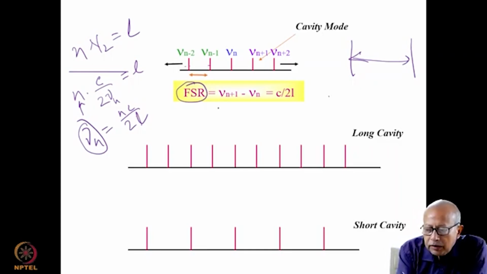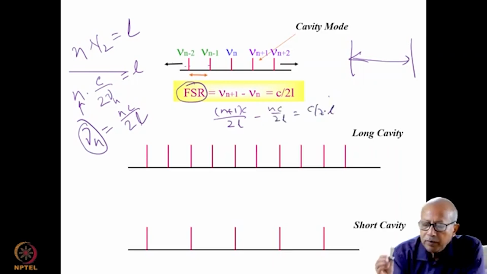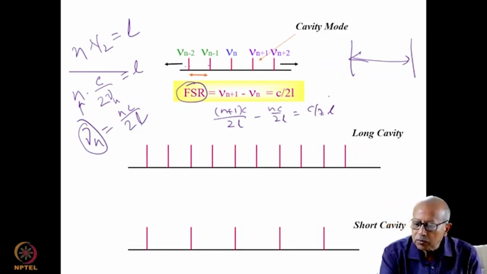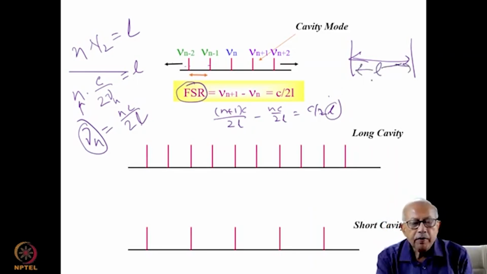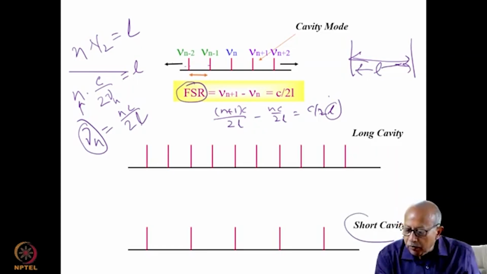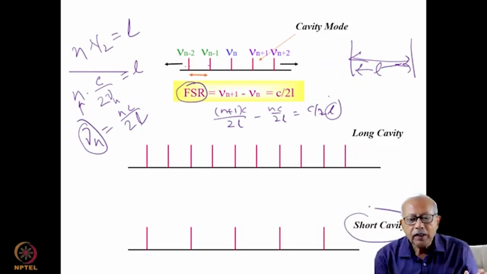nu n plus 1 minus nu n equal to, if we put the value of n as n plus 1 in this, so n plus 1 into c by 2L minus nc by 2L, which is equal to c by 2L. That means the free spectral range of the cavity is inversely proportional to the length of the cavity. So for a long cavity, the cavity modes would be more closely spaced. For a short cavity, the cavity modes would be more widely spaced.